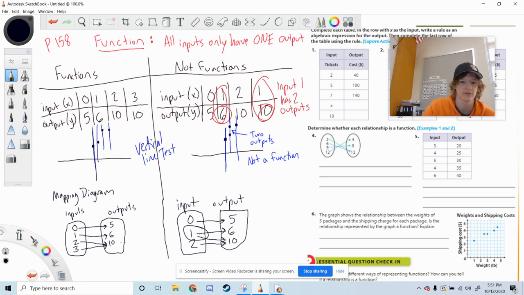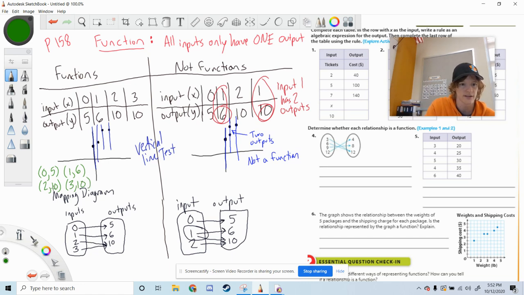And then the last way we could represent these would be with ordered pairs. And it's the same thing as what we've written here in a table. It's just that instead of in a table form like this, it's going to be written in ordered pairs, which are points. So I have the point 0, 5, 1, 6, 2, 10, and 3, 10.